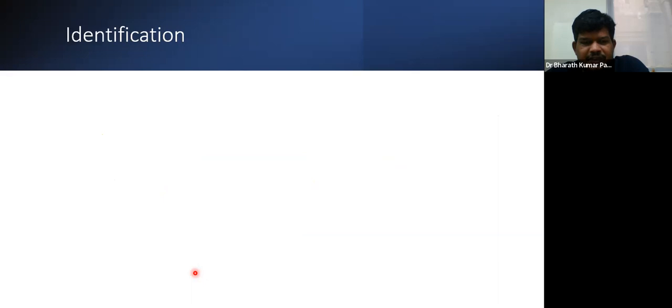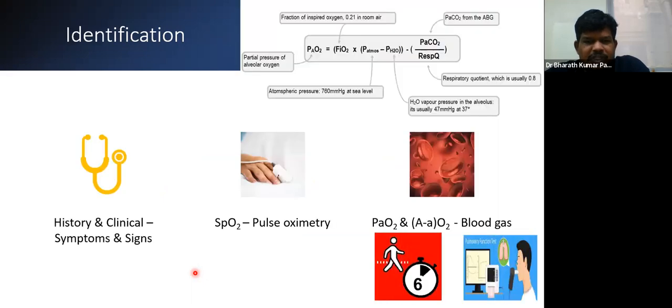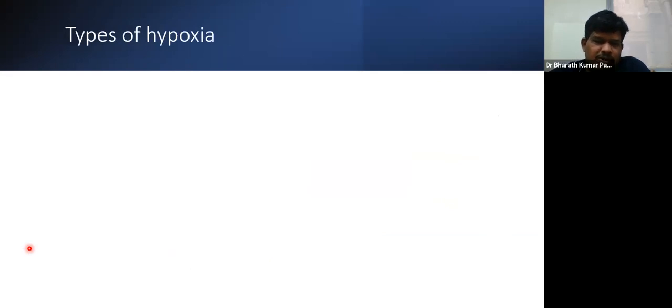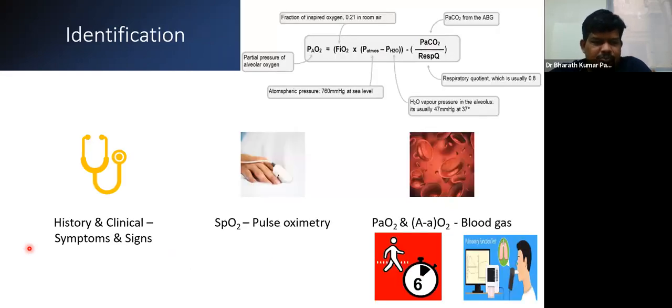So how do we identify it? Based on history and physical examination. Any problem in a patient is approached starting from the history, especially in the ER, starting from the history that the patient gives to us, along with the clinical examination of the symptoms and the signs elicited.